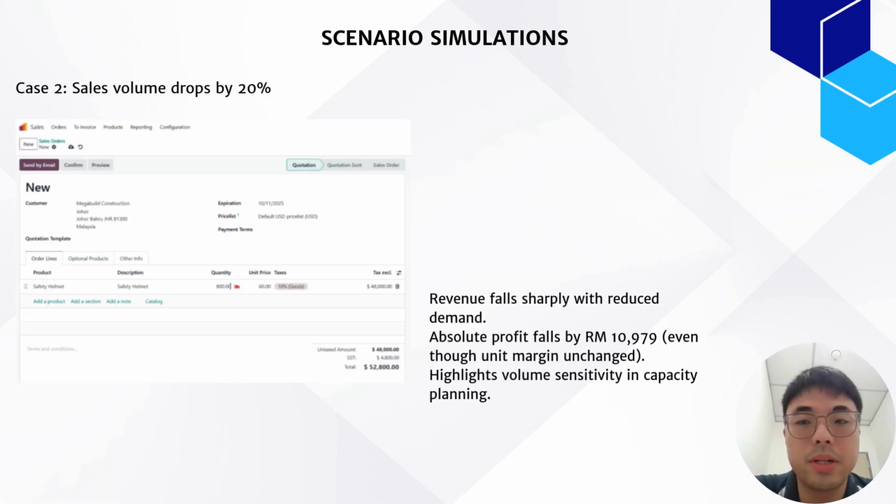In the second simulation, we reduced sale volume by 20%, from 1,000 to 800 units. Revenue dropped from 60,000 ringgit to 48,000 ringgit, and profit fell by RM 10,979. Unit cost remained the same, but total profit was significantly reduced. This highlights the importance of volume planning and demand forecasting in ERP operations.